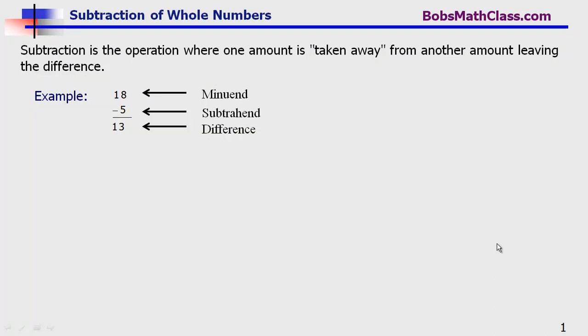This video is on subtraction of whole numbers. Subtraction is the operation where one amount is taken away from another amount, leaving the difference. The top number in a subtraction problem is called the minuend. The bottom number is called the subtrahend. And our answer is called the difference.